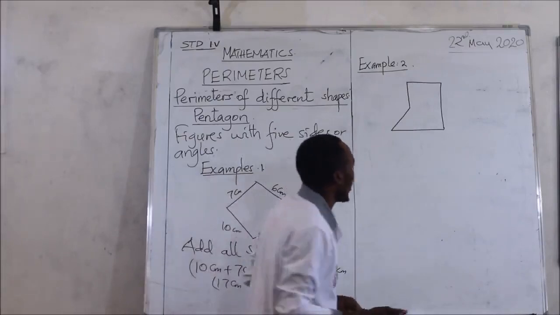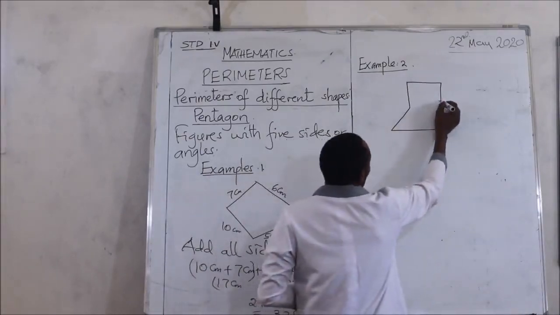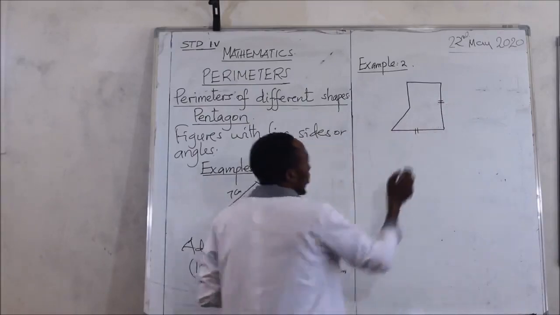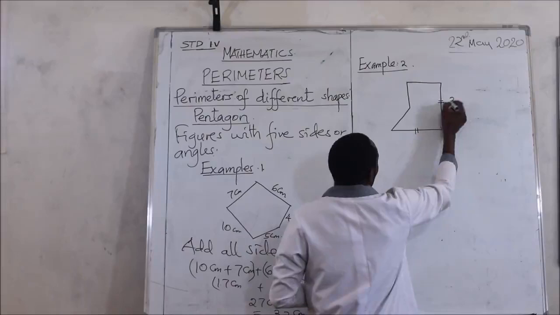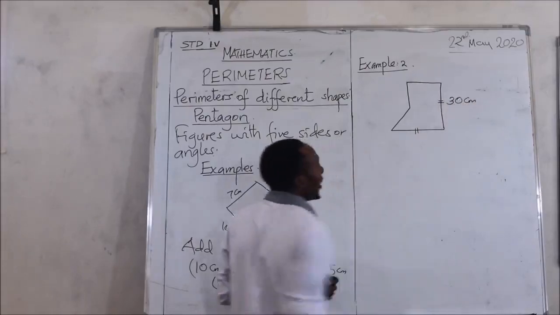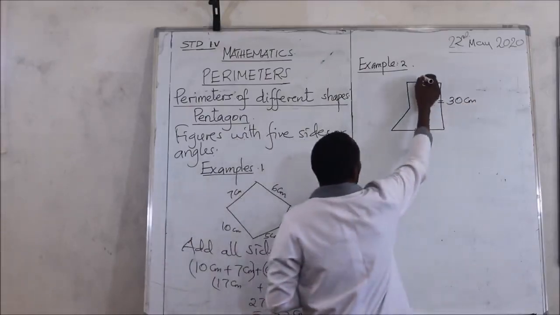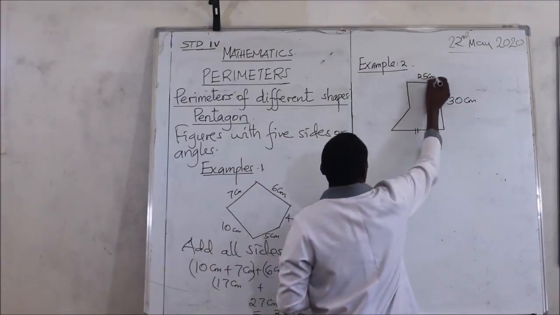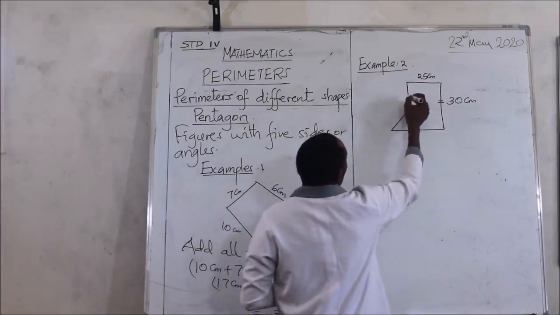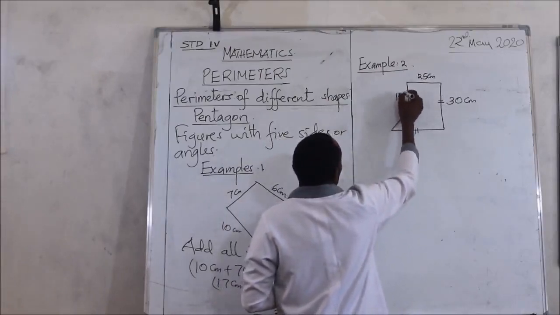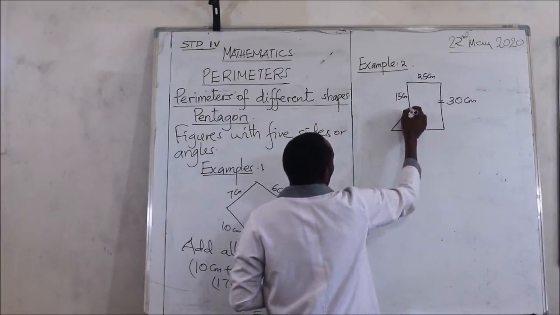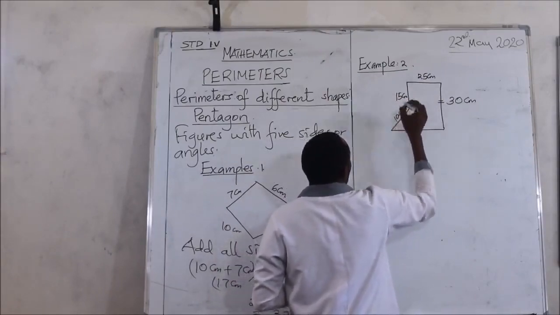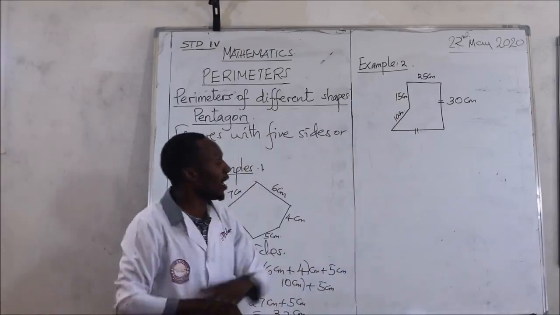Now let's go together here. There is a sign on our figure. Now we have been given here, let's say 30 centimeter. Then we have been given here 25 centimeter. Then here I have 15 centimeter. Then the other side here we have 10 centimeter.